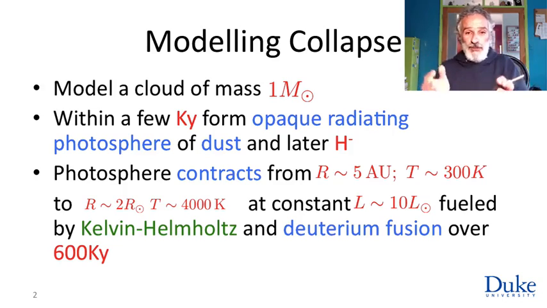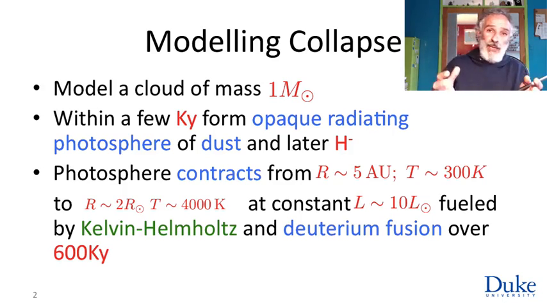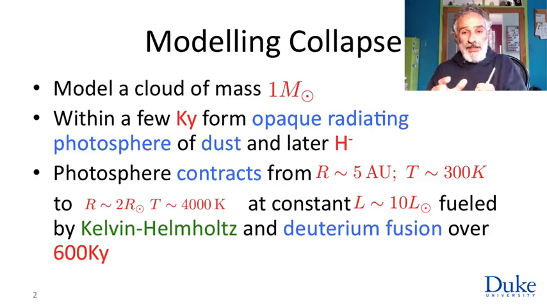The protostar has a surface. It communicates with the rest of the world through blackbody radiation. We can plot it on an HR diagram. At this point, we've produced, if you want, a nascent photostar. This photosphere will start out at a size of about 5 astronomical units and a comfortable temperature of 300 Kelvin.